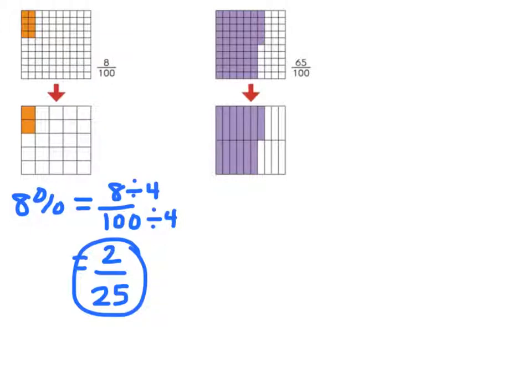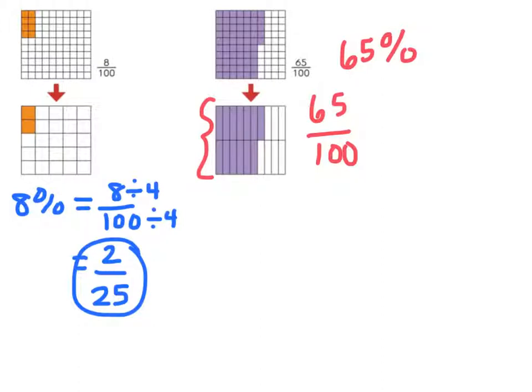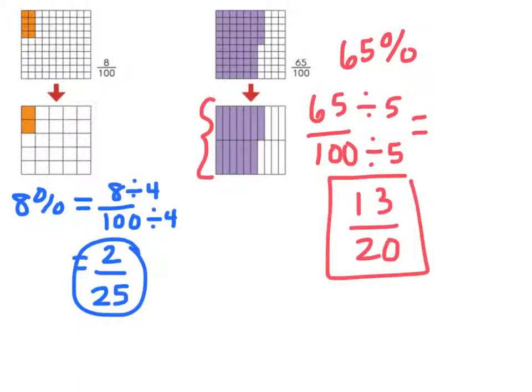Let's take a look at the example with the purple boxes. We have 65 out of 100 of our squares filled in, or 65%. Writing that as a fraction, we have 65 out of 100. Our second box here shows what happens when we divide both numerator and denominator by the greatest common factor, which is 5, which gives us a new equivalent fraction of 13 out of 20. So 65% expressed as a fraction is 13/20.